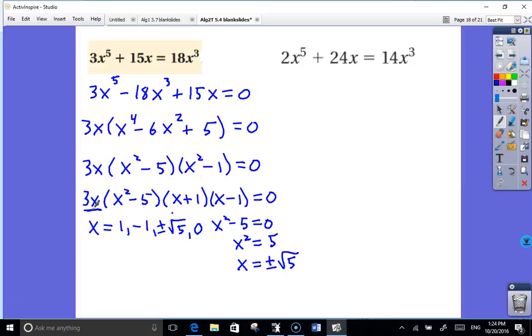So how many zeros did we have? 5, right? 1, negative 1, 0, and then plus or minus the square root of 5. So one of the things that we learn in the next lesson, the fundamental theorem of algebra, says that if you've got a 5th degree equation, you should have 5 zeros in the complex number system, meaning they could be real or imaginary, but there's going to be 5.